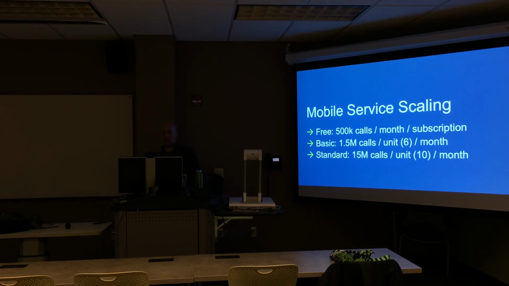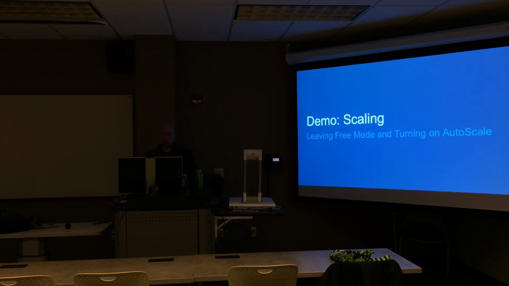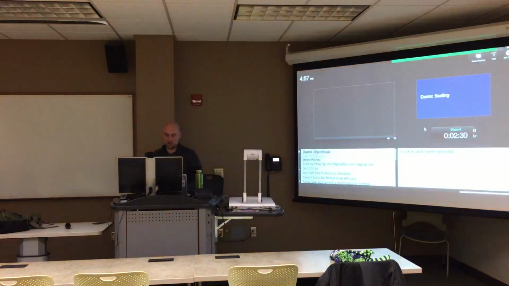So as far as mobile service scaling goes, the free tier is 500,000 calls, and then after that, there's basic and standard, and you get units, depending on how many API calls you might be using. And there's a per unit cost for each of those. So, a really quick look at those different features.